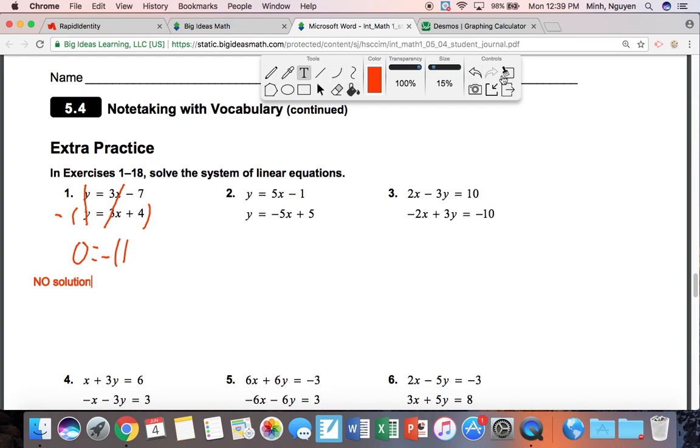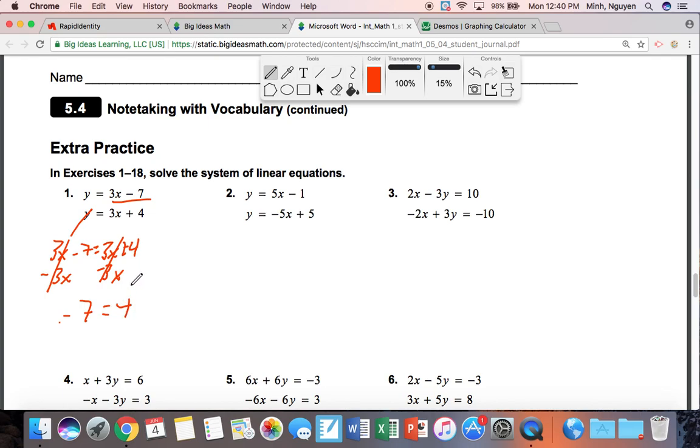That's elimination, and let's try substitution then. If they're both equal to y, that means I could set them equal to each other. Instead of y, I know y is equal to 3x minus 7. I'll say 3x minus 7 equals 3x plus 4. Then I could subtract 3x, and I get negative 7 is equal to 4. Again, this is nonsensical. Negative 7 is not equal to 4. So, boom.